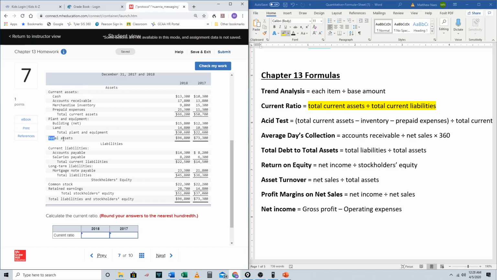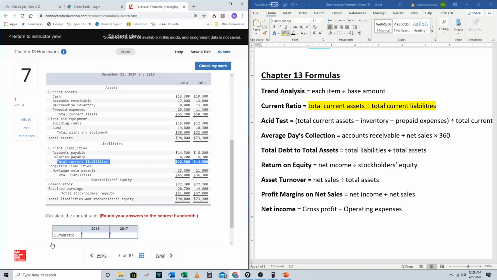They see total assets. Okay, does it say total assets or total current assets? Because guess what's right here? Total current assets. There's a difference because here it says total assets and total liabilities, and here it says total current assets and total current liabilities. If it says current, use the one that says current. It has to have that exact phrase: total current assets, total current liabilities. So there's total current assets, and here is total current liabilities.